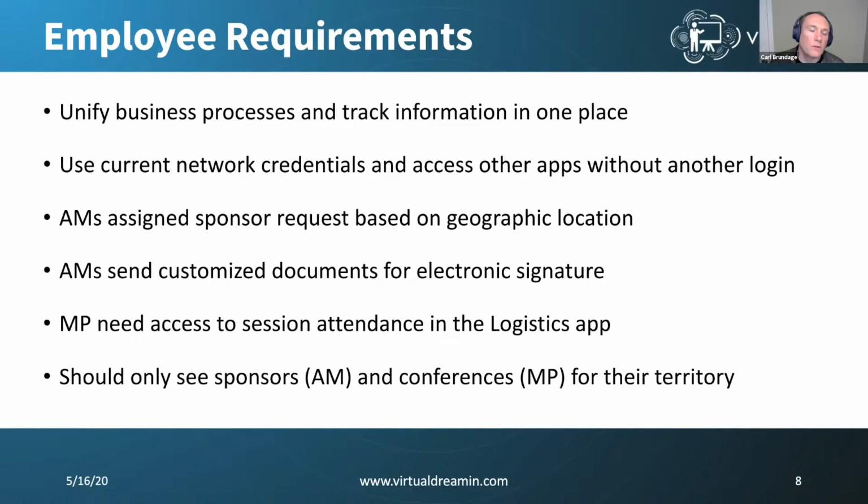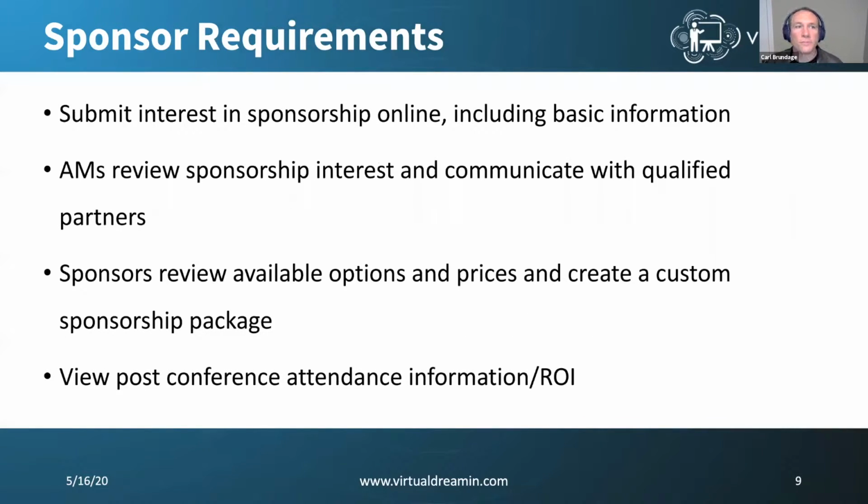Likewise, AMs are assigned sponsor requests based off of the geographic location, since this is a worldwide company. The AMs will send out customized documents to the sponsors saying, this is what your sponsorship package looks like and how much it costs, and they get an electronic signature. Those meeting planners, well, everything is in their logistics app, so they need to create sessions and people inside of there. And then finally, they want to keep information private. You should only see the information from sponsorship or conferences based off of who's assigned in your territory.